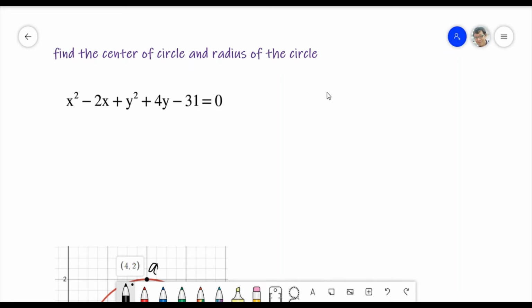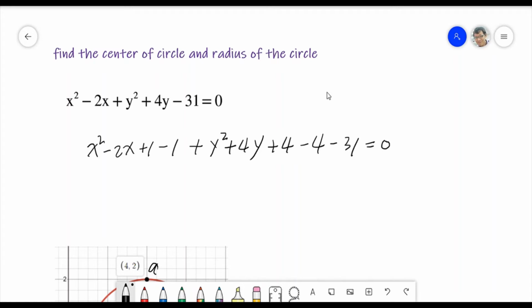So first, x squared minus 2x is like what? x squared minus 2x, we try to plus 1 and minus 1. It's okay, right? Plus 1 minus 1 is equal to 0, so we don't change the equation at all. Okay, so next we follow y squared plus 4y, right? And we write plus 4, then minus 4, then follow up here is minus 31 equals to 0. Writing it this way, right?